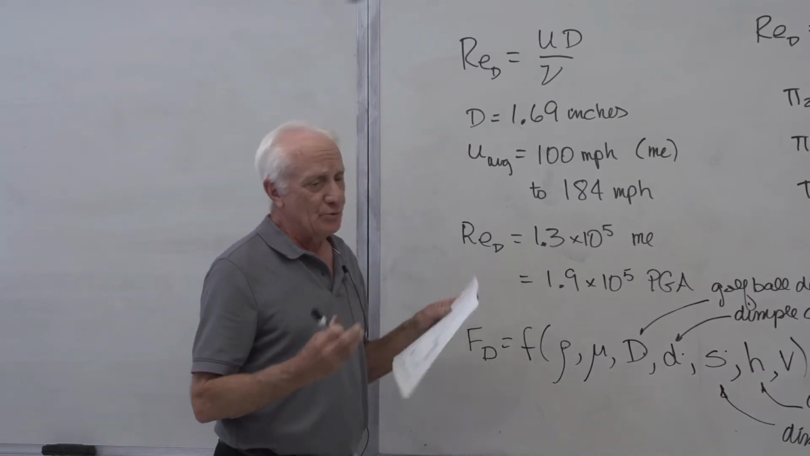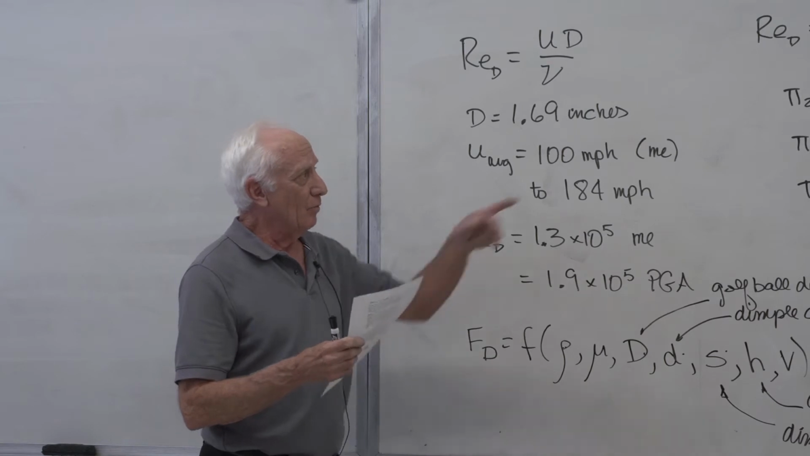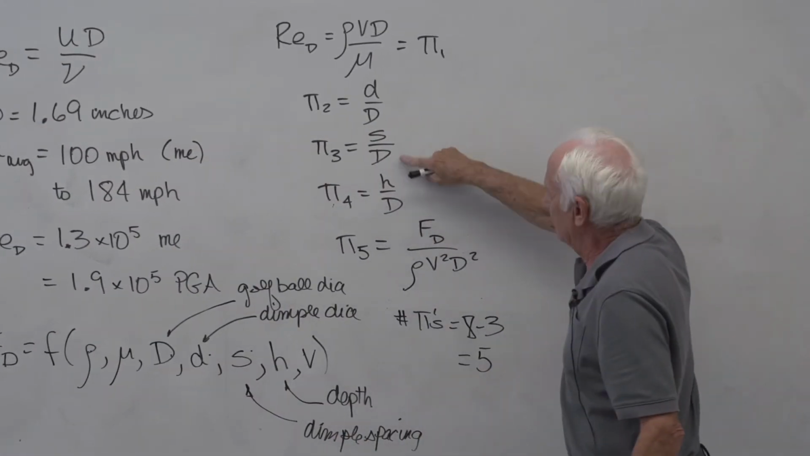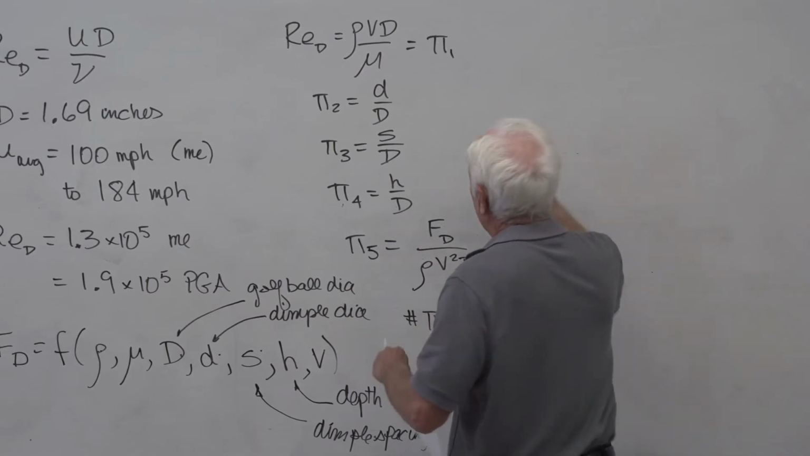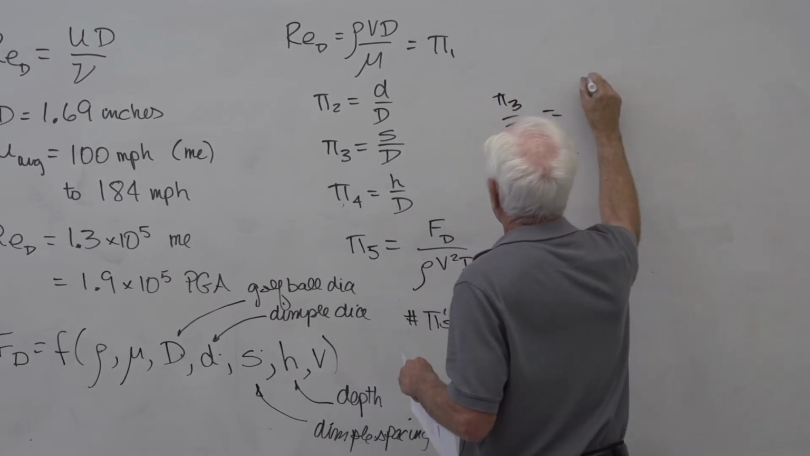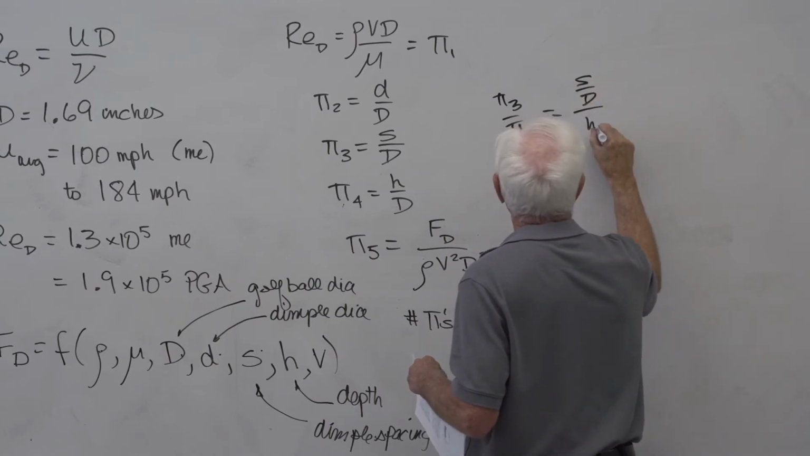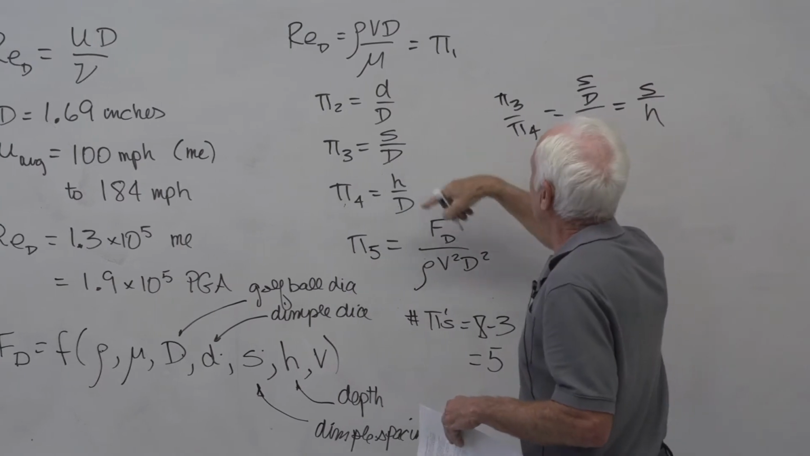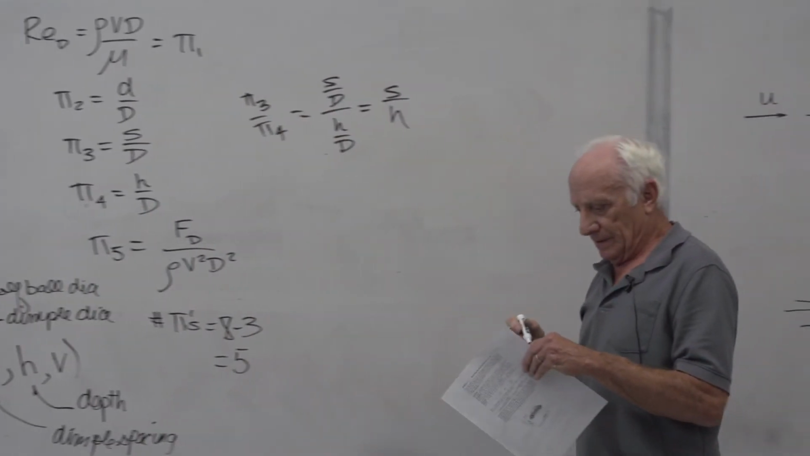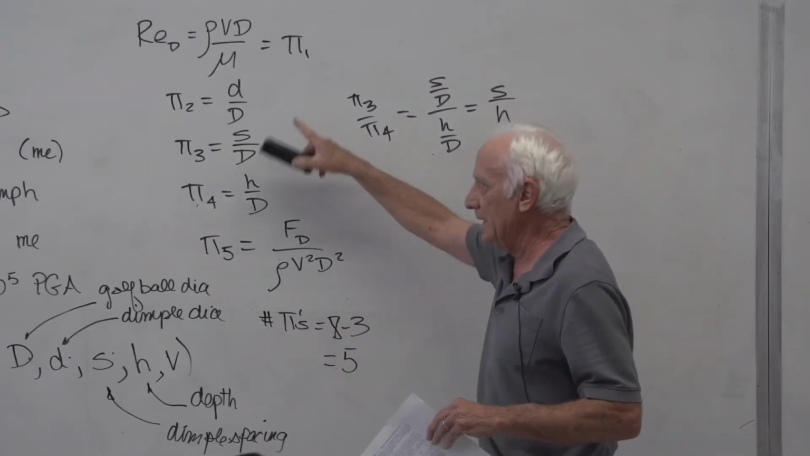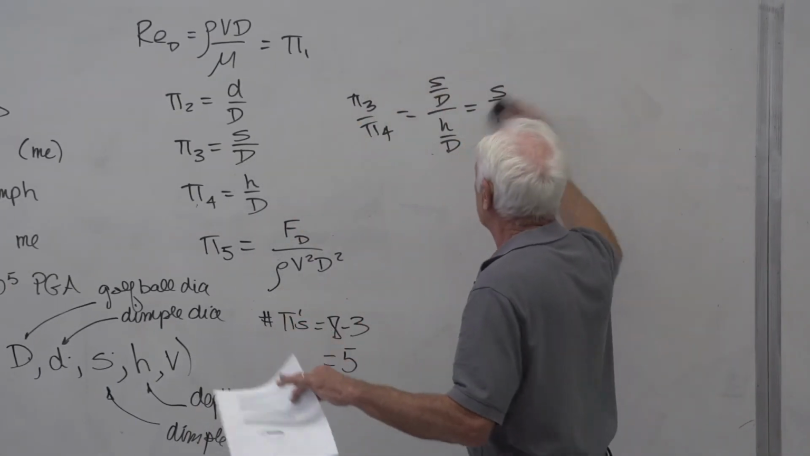Well, can I take 2 of them and combine them together and get one up here? What if I take this one and this one, divide this one by this one? So I take pi 3 over pi 4. Little s over d divided by h over d gives me s over h. No, it's not there. They're independent. Just as long as you get independent ones, they're okay.